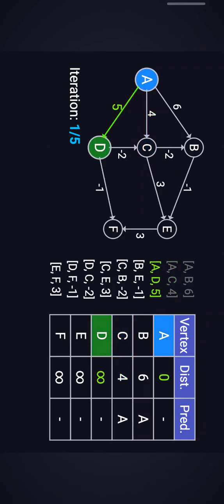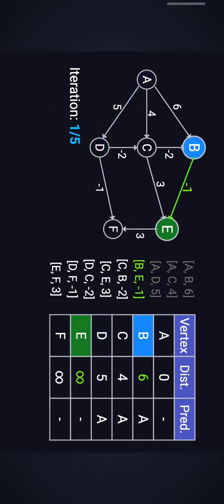Then, we check the edge from A to D, which has a weight of 5. Since A's distance is 0, 0 plus 5 equals 5, which is smaller than D's initial distance, infinity. So we update D's shortest distance to 5 and set A as its predecessor. Next, we check the edge from B to E, which has a weight of -1. Since B's shortest distance is 6, 6 plus -1 equals 5, which is smaller than E's initial distance, infinity. So we update E's shortest distance to 5 and set B as its predecessor.